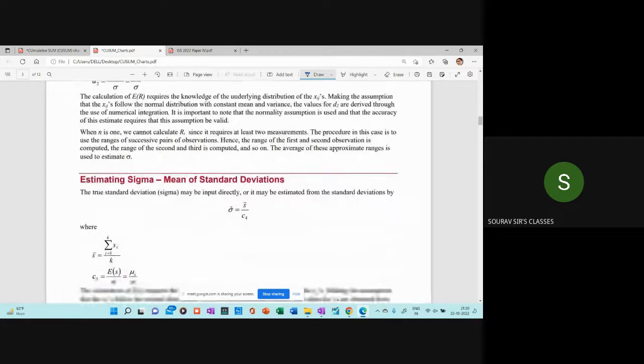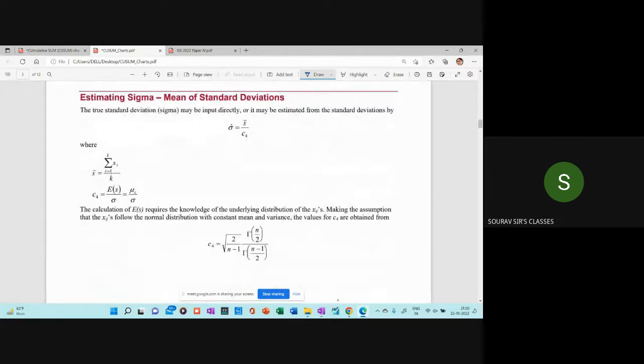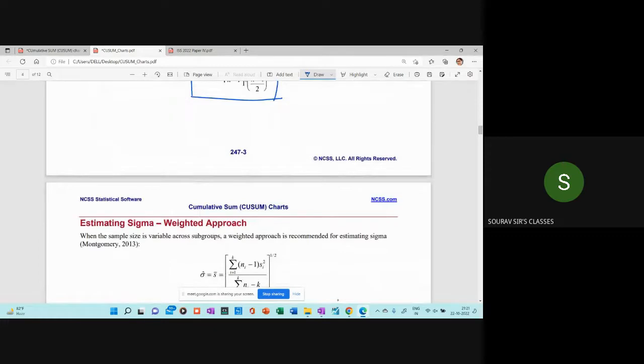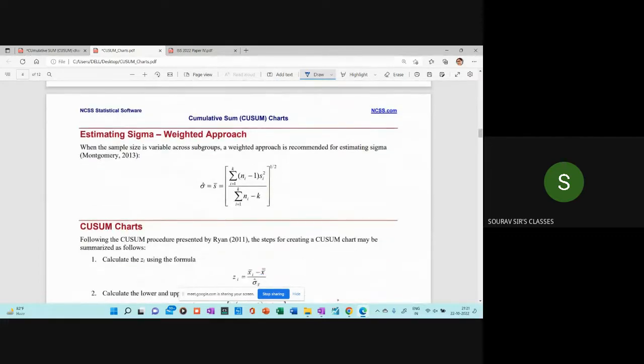Next, the sigma role we are playing here is this: sigma hat is S bar by C4. This is the mean of the standard deviation, where S bar is summation over Si by K, and C4 is the expectation of S by sigma. The calculation of the expectation of S is this, and C4 takes this value. This is the gamma function, these two, and this is the square root function. So this is my CUM-SUM chart, and this is the estimating sigma approach.